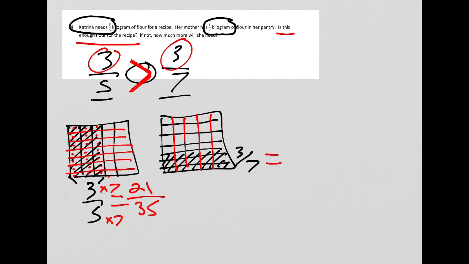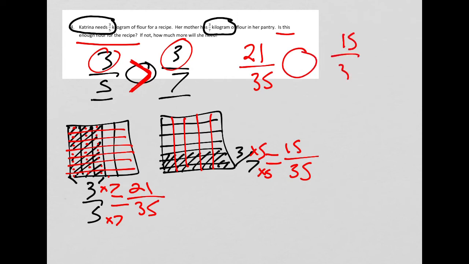And 3/7 equals 15/35. So if I'm now comparing 21/35 to 15/35, I can tell that 21/35 is bigger because the denominators are the same. I'm just looking at the numerators, and 21 is bigger than 15. So I was right with my prediction. 21/35 is bigger. So that's a problem for Katerina, because that means she does not have enough flour, because she needs 3/5 and her mom only has 3/7. So no, that is not enough flour for the recipe. So she needs to buy more flour.